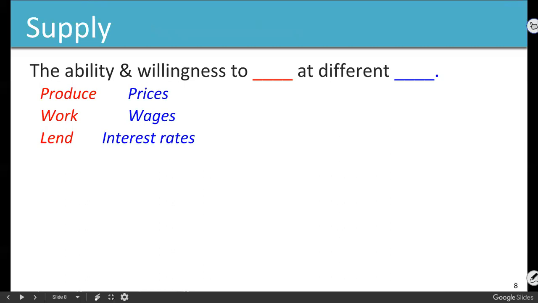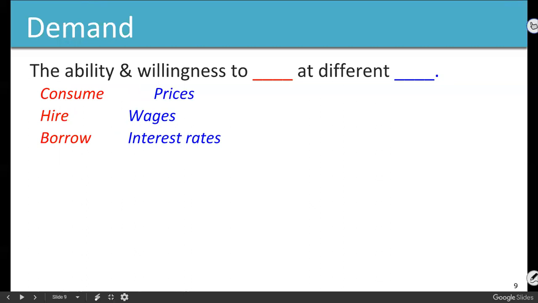Supply is our willingness and ability to do something at different prices. So, willingness and ability to produce, to make stuff at different prices; our willingness and ability to work at different wages; our willingness and ability to lend money at different interest rates. The higher the wages, the higher the interest rates, the higher the prices, the more we're willing to produce, work, or lend.